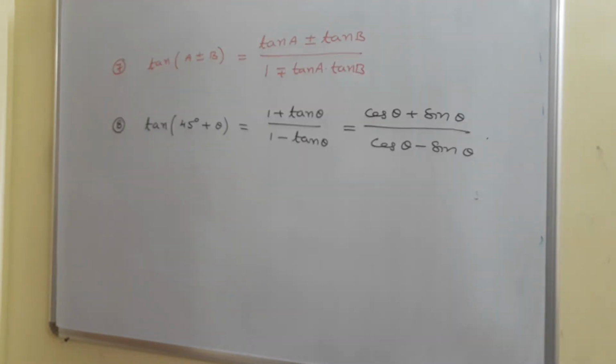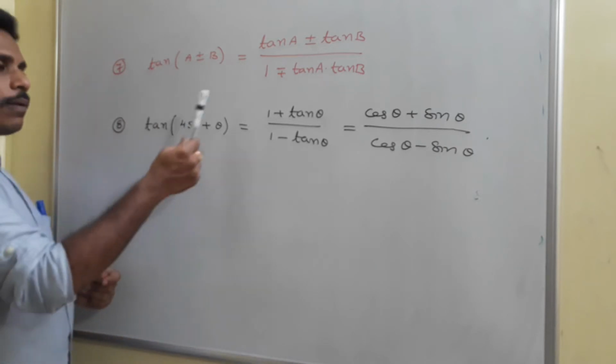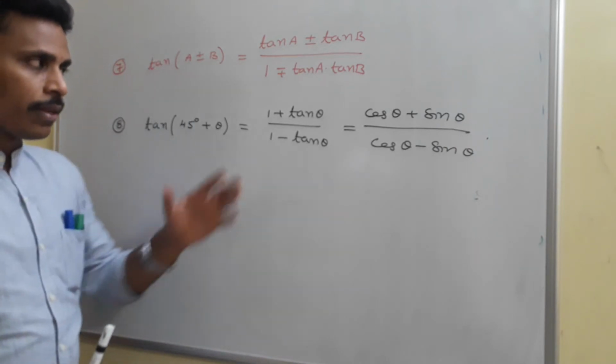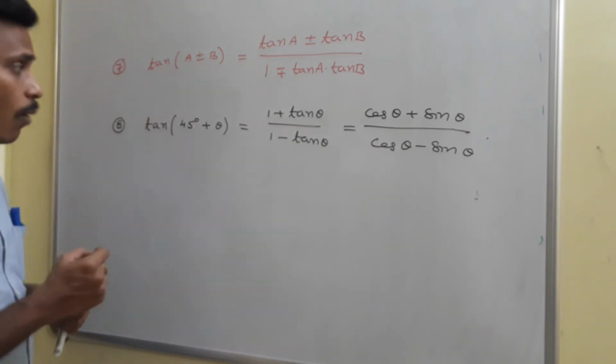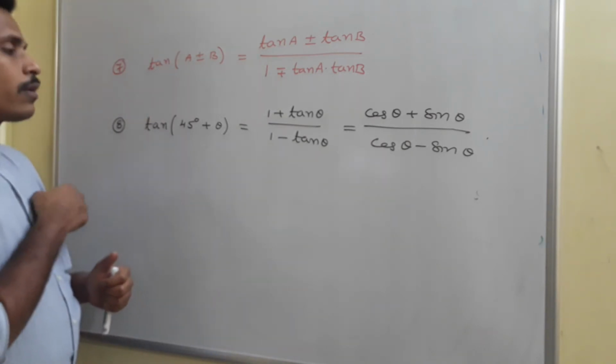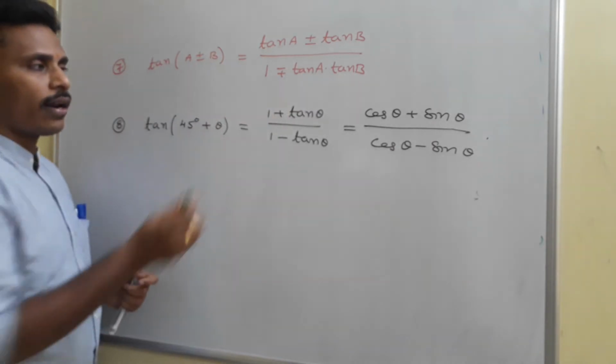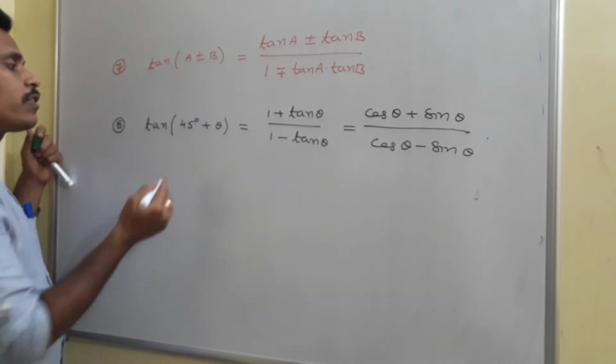Look there. See, tan of A plus B and tan of A minus B we learnt in 7th point, and now in 8th point, tan of 45 plus theta is (1 plus tan theta) by (1 minus tan theta), which is (cos theta plus sin theta) by (cos theta minus sin theta). And now here I have one more idea. See, to write these three are equal, right?